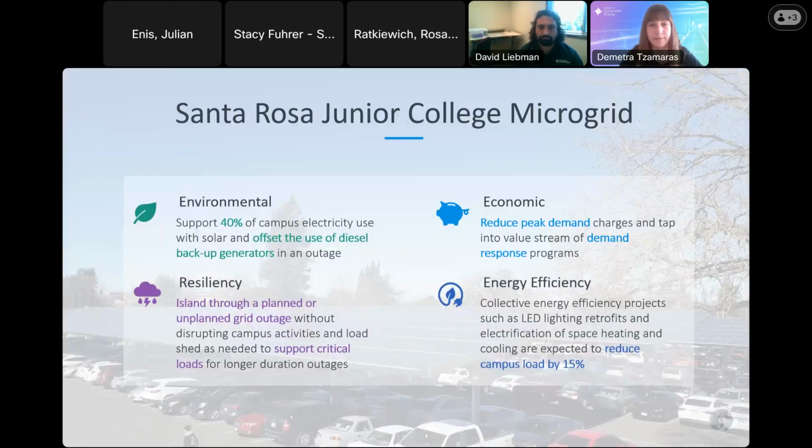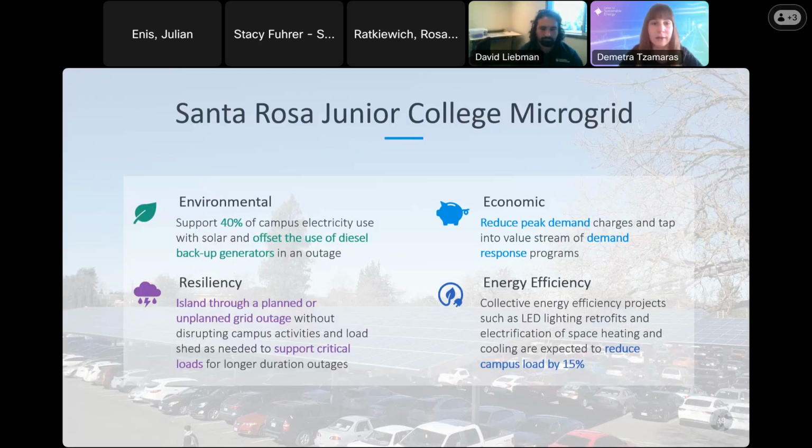Next slide. So I just wanted to give an overview of how the microgrid is configured, and also what the goals of this microgrid project were. I'm not going to go into too much detail. I feel like we could have a presentation in itself about the microgrid project, but I'm happy to answer any questions that come up towards the end.